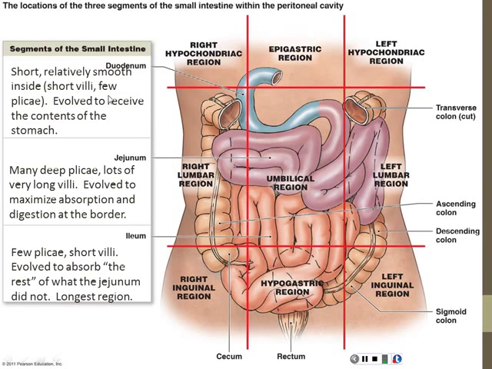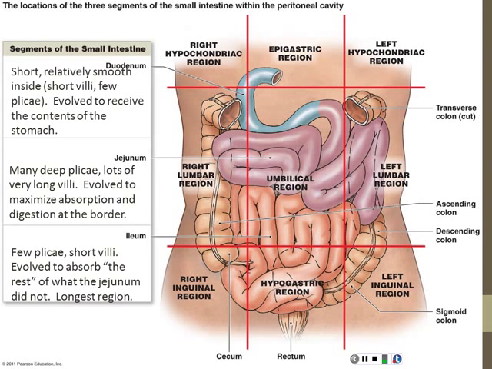Now, these three regions are not just convenient names. There are significant differences between the three because of what they have to accomplish. So, the first part of the small intestine is the duodenum. Some people say it differently, but that isn't how I learned to say it. So, I say duodenum. Duodenum is also fine. Its specialization is that it's short. It's only about 6 inches long. The walls of the duodenum are relatively smooth.